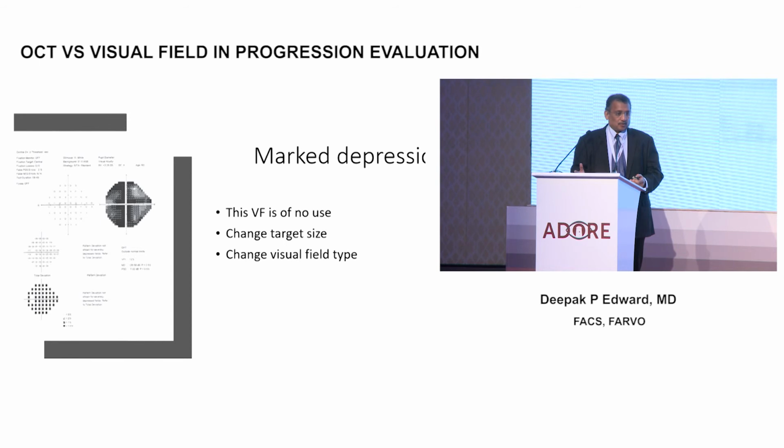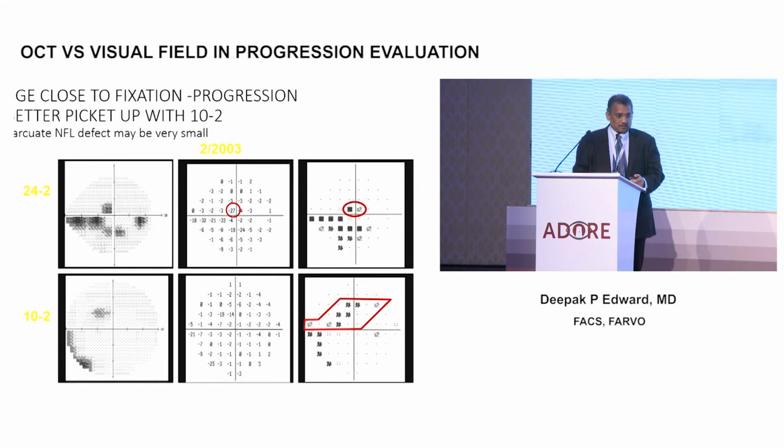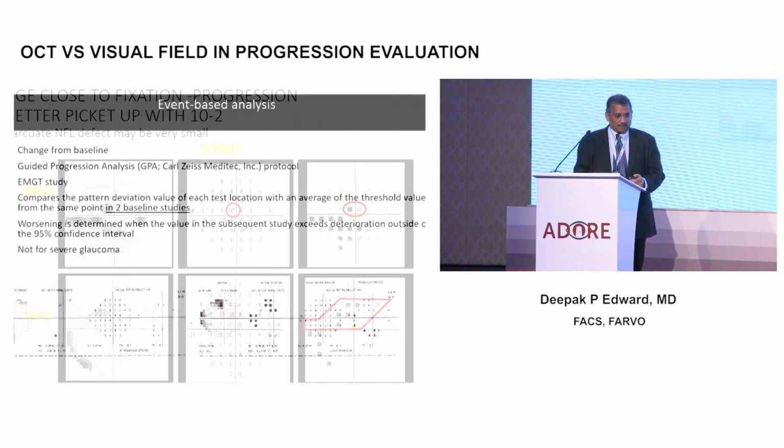This kind of field is useless where you have marked depression, so you need to use other methods: size 5 targets, either a 24-2 size 5 or 10-2 size 5. Progression in the size 5, 10-2 is assessed by counting the quad totals of the numbers that you see in the right-hand graph. Also, in patients who have paracentral scotomas, you might want to do a 10-2 field because it magnifies that area and you can pick up progression faster.